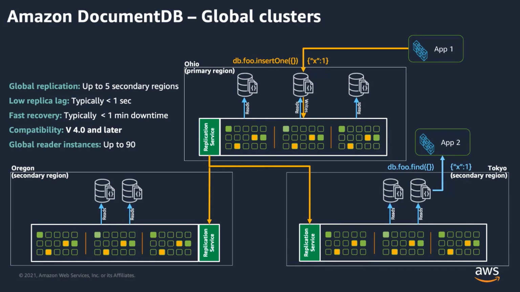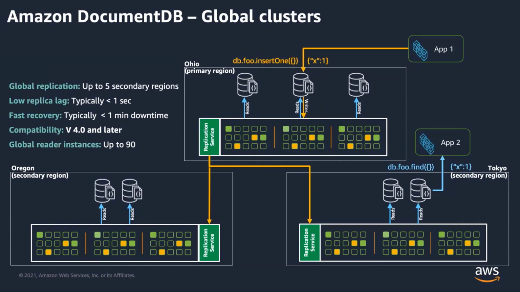And if you need to fail over to another AWS region, you can promote a cluster in a secondary region to a standalone cluster that can accept writes. And this process typically takes less than a minute. So, global cluster is ideal for applications with strict recovery time objective requirements, or RTO, as we all know it.